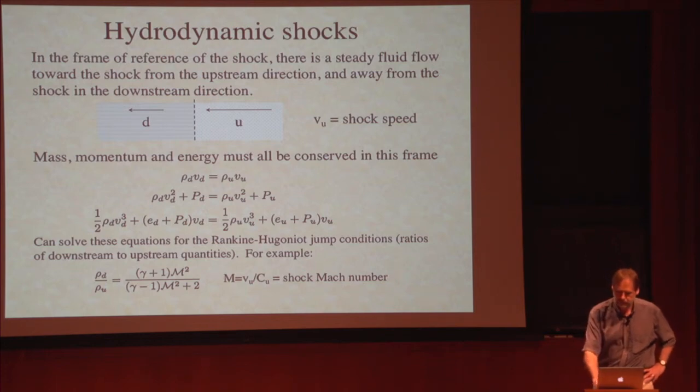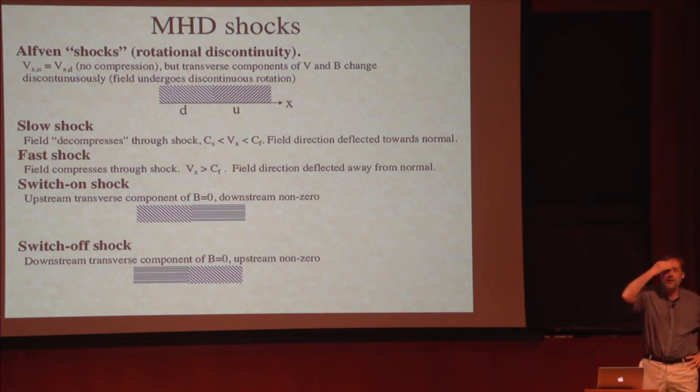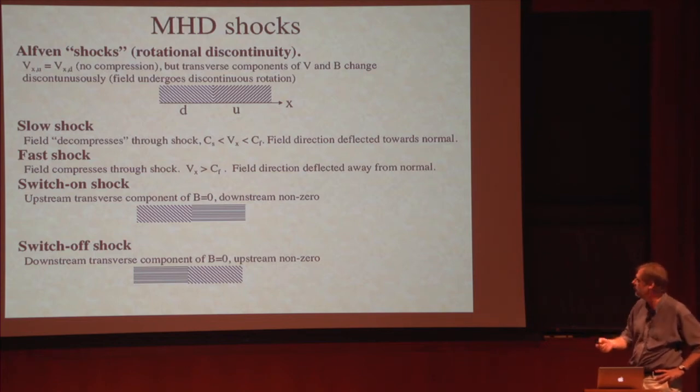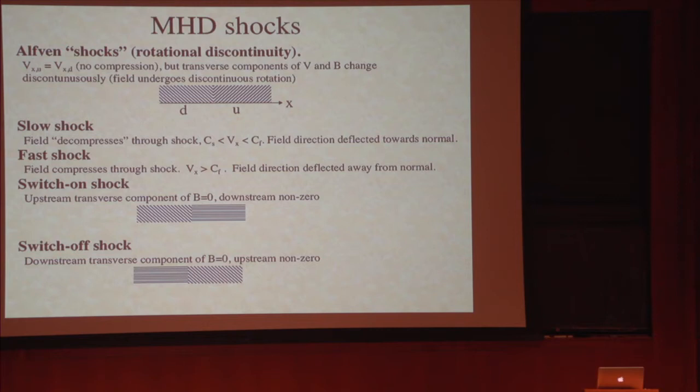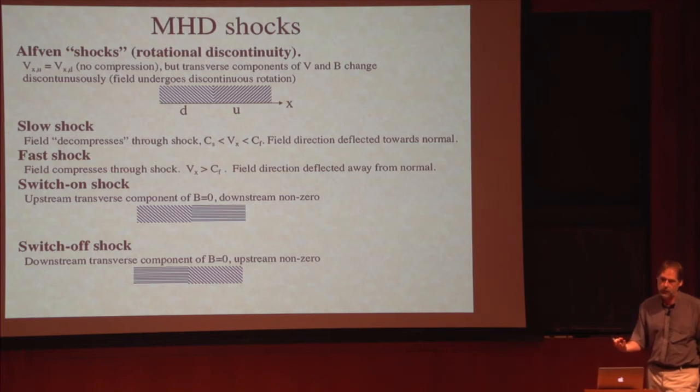In MHD, as we saw, the linear waves are much more complicated. The shocks are much more complicated as well, because there are additional equations and additional jump conditions that can be satisfied, and these additional degrees of freedom give you many more kinds of shocks. In hydrodynamics, you just get one kind. You just have a sonic shock. Only the sound wave can support a shock, and so you only have one kind of shock. In MHD, you have both fast and slow modes. They can both support shock solutions.